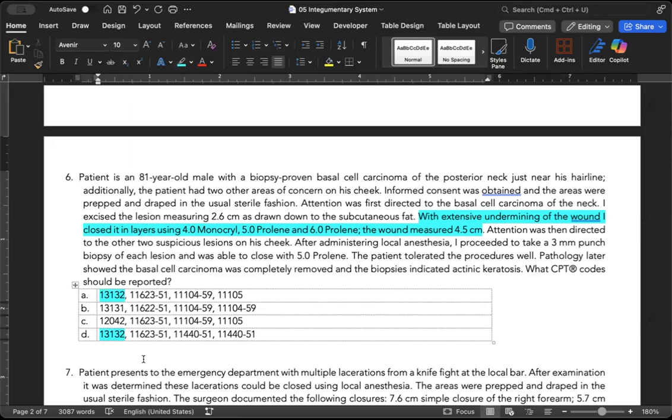And then we've got 11623 is in both. So I'm just going to skip that one for now. Then you're going to have 11104 and 11440. Cross those out. So let's go look at the 11104 versus the 11440.